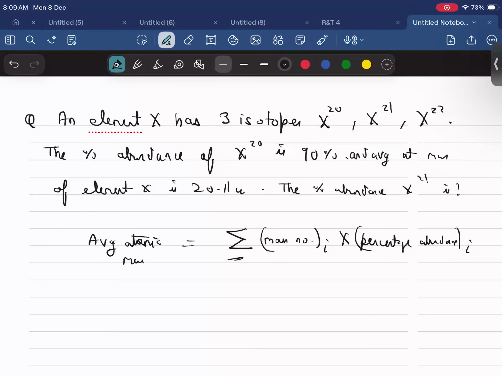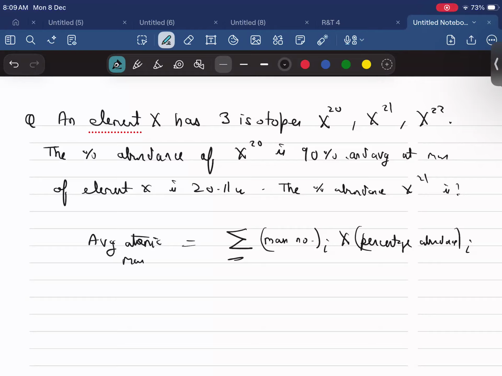Sir, here there are three isotopes now. One is given 90% abundance, so the other two become 10%. But we don't know their mass. You know the mass, right? The mass number is given to you, isn't it? Yes, sir. But here you said 20.11, the average atomic mass is given to you, right? So should we take 21 and 22 like that only? The percentage abundance of X21 and X22 is not given to you. Yeah, but that is the problem.